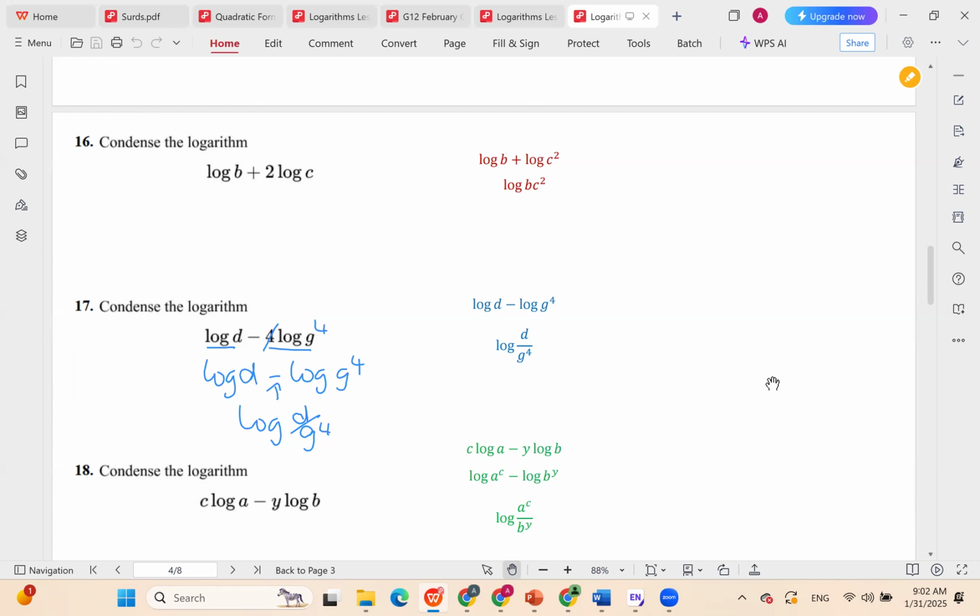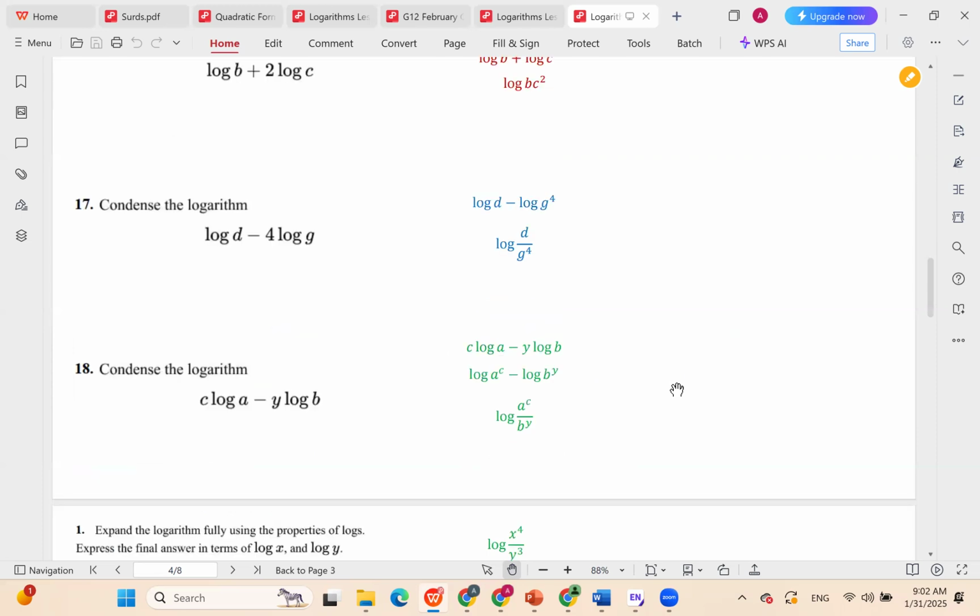For the final example, we have two numbers outside, which are c and y. We have to take them inside as powers. So this becomes a power c and b power y. Now we have a minus sign here, so we have to divide. So log a power c divided by b power y. Remember, first thing you do is take the numbers outside and put them as powers inside, and then if we have a plus, we multiply. If we have a minus, we divide. So this is how we condense logarithms.